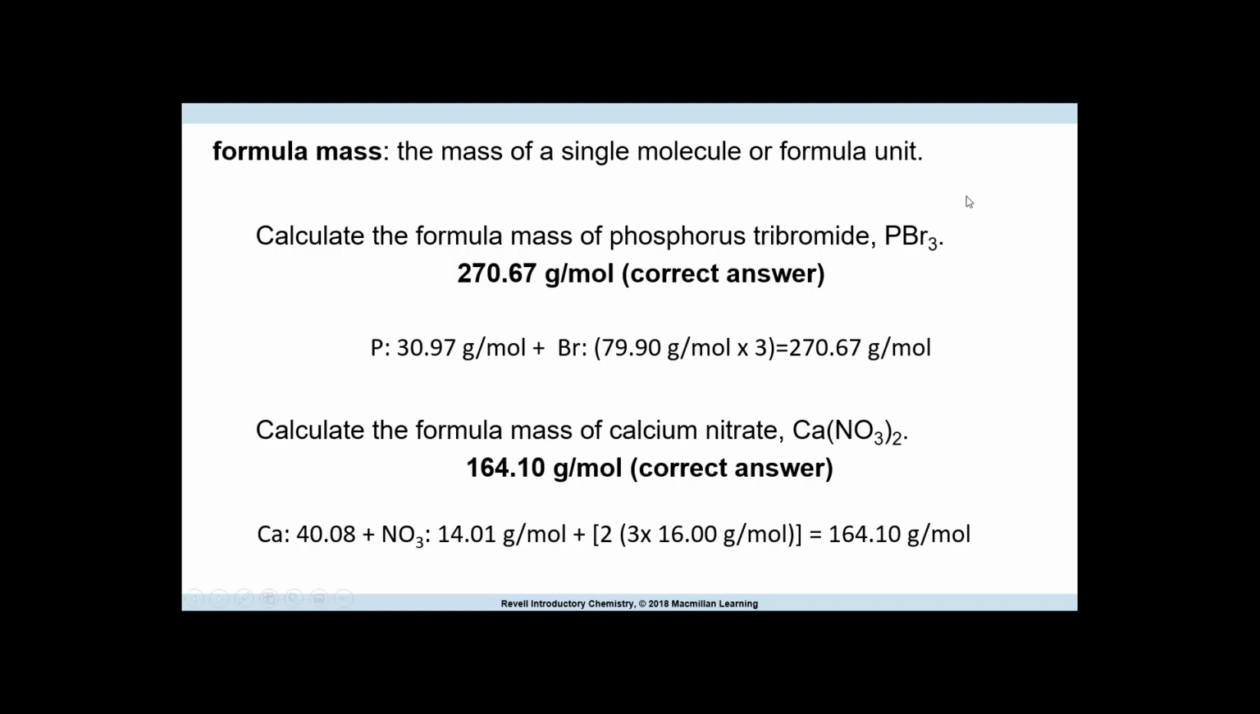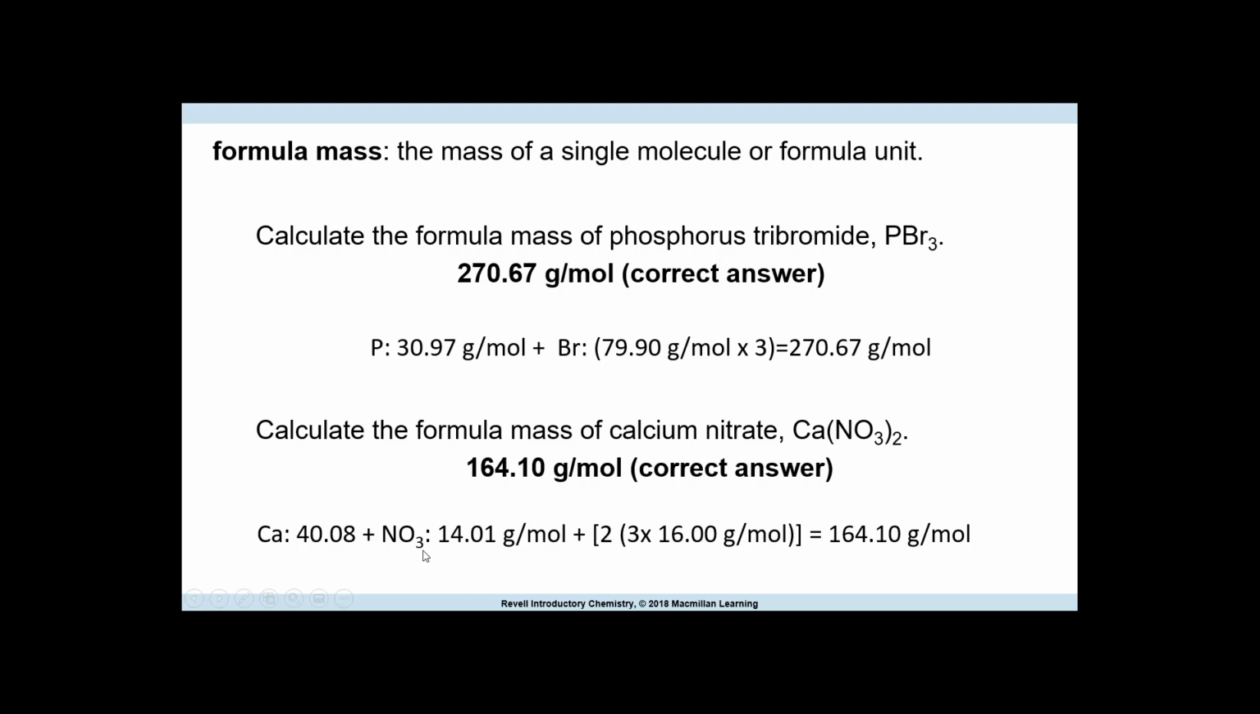So in this case, we have 1 phosphorus and 3 bromides. So you have to make sure you account for that. And that gives you the 270.67. This is a particular one I want to point out, calcium nitrate. Because if you don't remember that calcium has a 2+ and you forget to add 2 nitrates to it, then this number is not going to be correct and you're going to obviously have a wrong answer. So you have to account for everything.